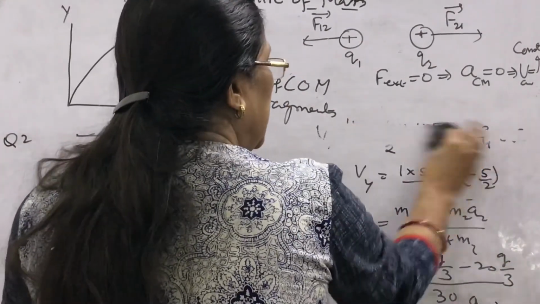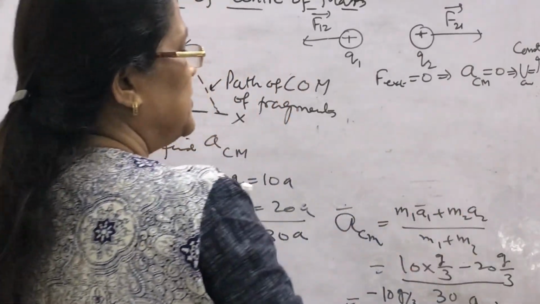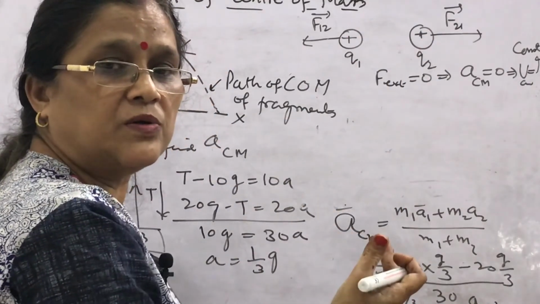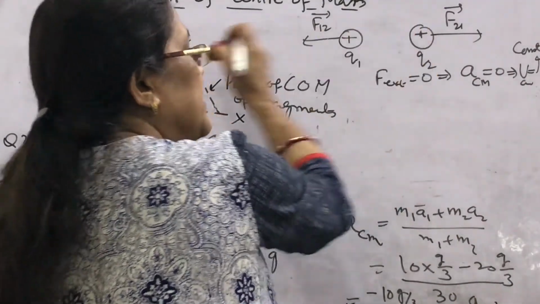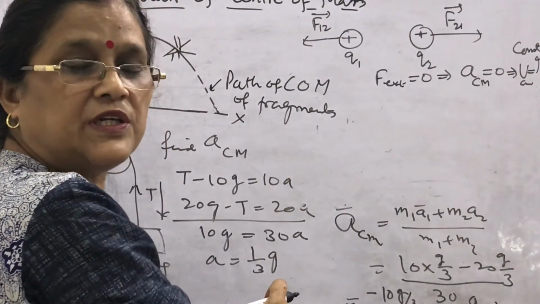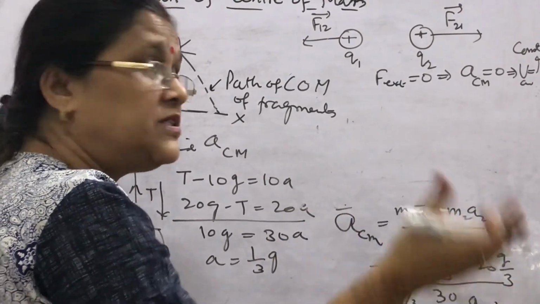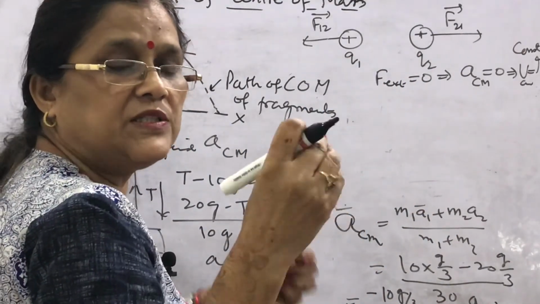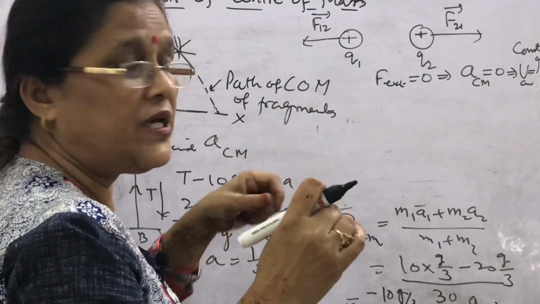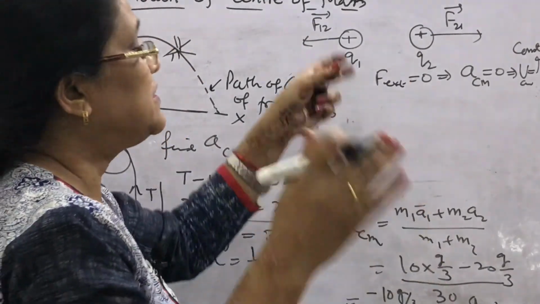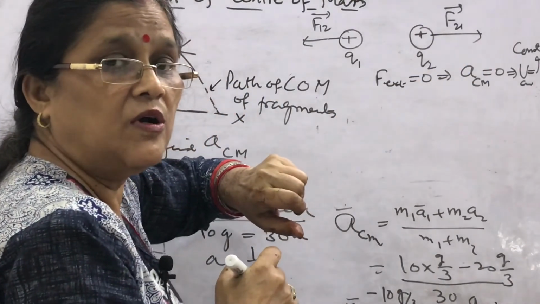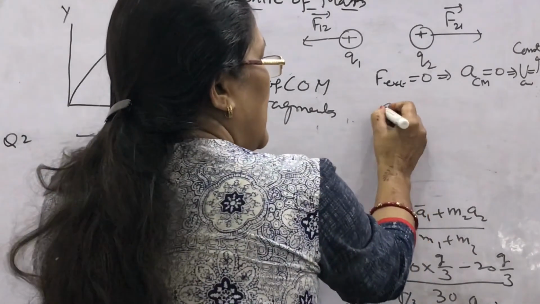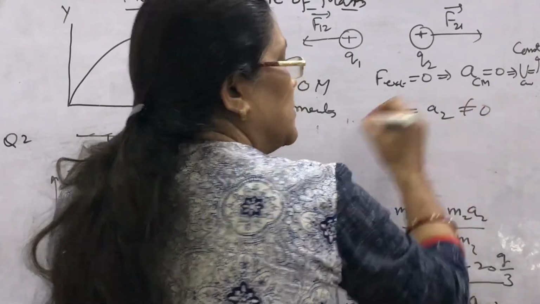Here you can see that A center of mass being 0 doesn't mean that A1, A2, all these individual charges are 0. Look here, this will have a tendency to move in this direction with increasing velocity. So there will be acceleration, but for the center of mass, its acceleration is 0. Why? Because net external force is not acting. No external force is acting. So what I mean to say is, if no external force acts on the system, then its acceleration of center of mass will be 0, but not for the individual constituents of the system. So here A1 and A2 are non-zero.